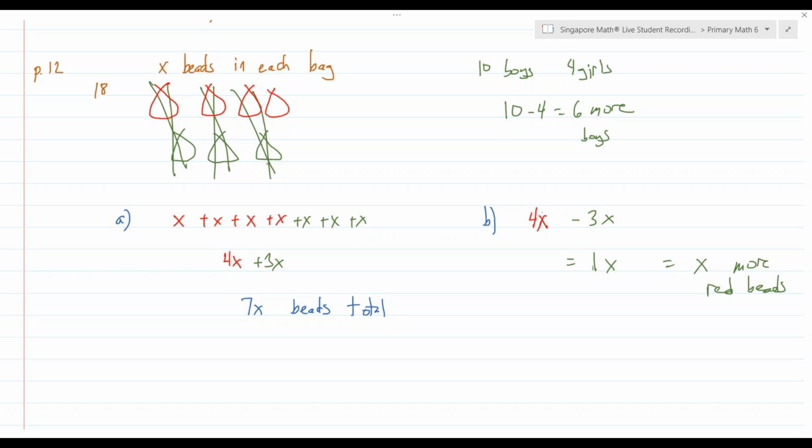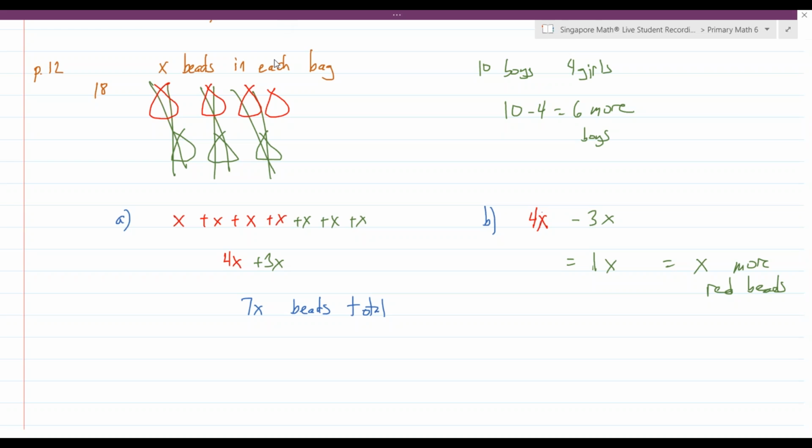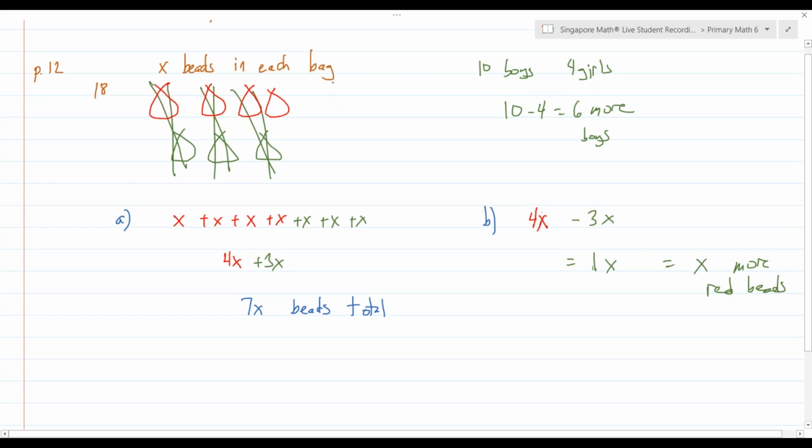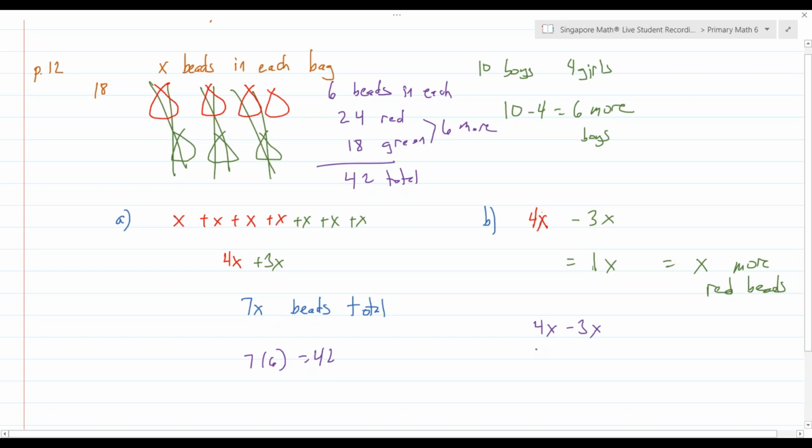And of course, if it helps, you can always make up a number, and we'll pretend in purple. Let's just pretend that there are 6 beads in each. So then you would see that there are 24 red, and there are 18 green. And if you added those together, you would see that there are 42 total. And guess what? 7 times 6 is 42. And you said how many more red than green? There are 6 more.